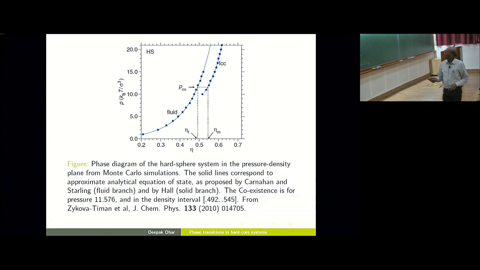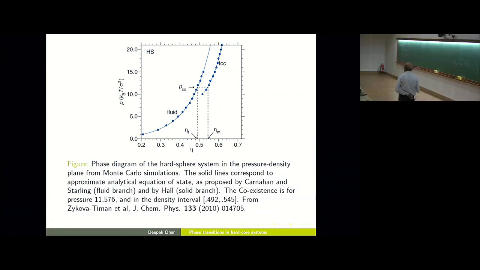Then there are approximate analytical equations which describe these kinds of phases, something called the Carnahan and Starling equation for hard spheres, and there is some similar equation for the solid branch and coexistence, and there is a density jump. That is the point to recall. Yes, this is hard spheres.